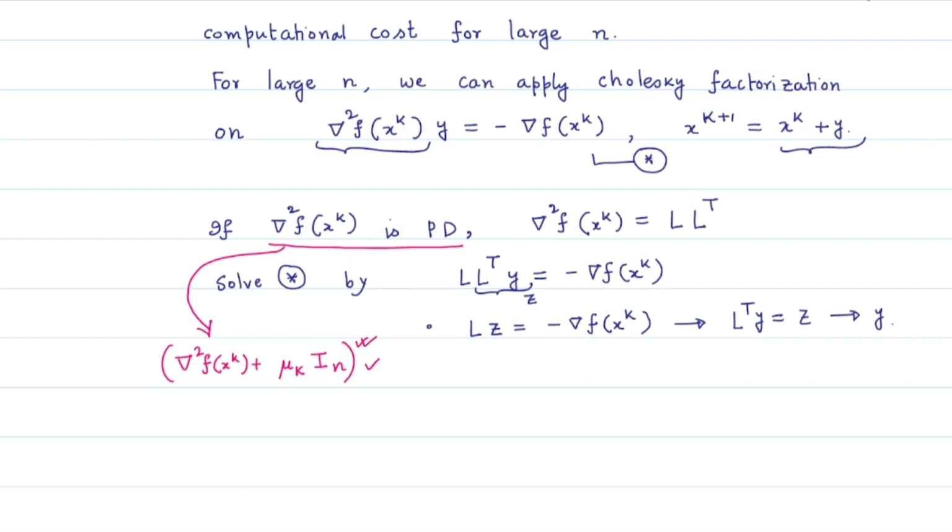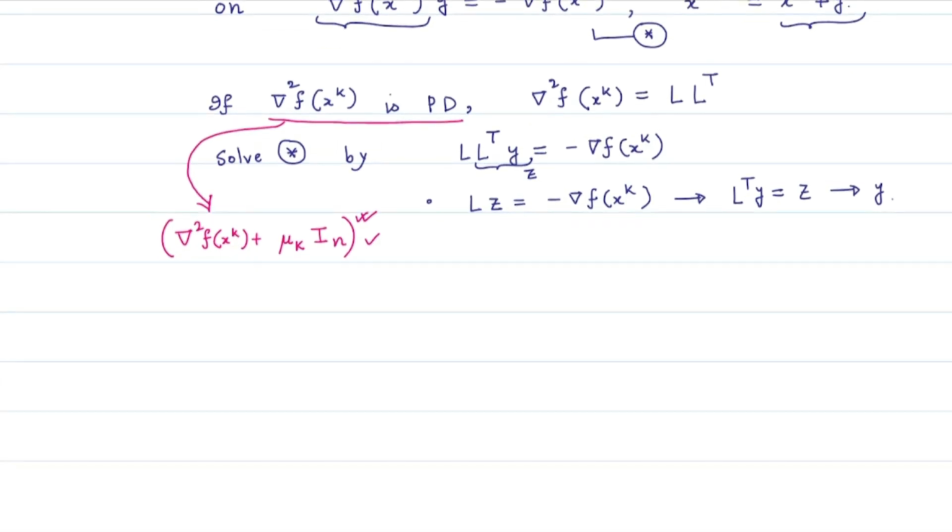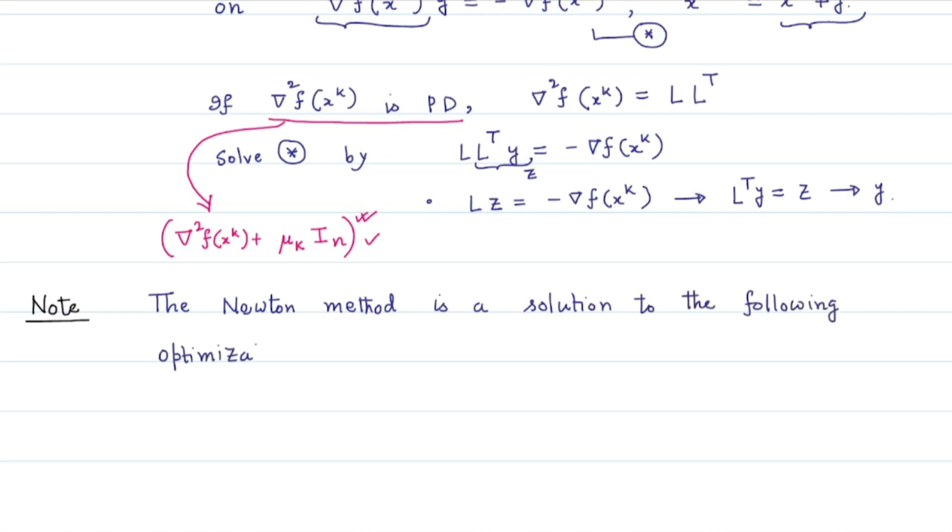Now we will look at Newton's method from a different perspective. As a special note, I would like to mention that Newton's method can be thought of as the steepest descent method with respect to a matrix norm. I put the observation as a note that Newton's method is a solution to the following optimization problem, with the variable of the optimization given by xk plus 1 minus the generic variable x of the original problem.